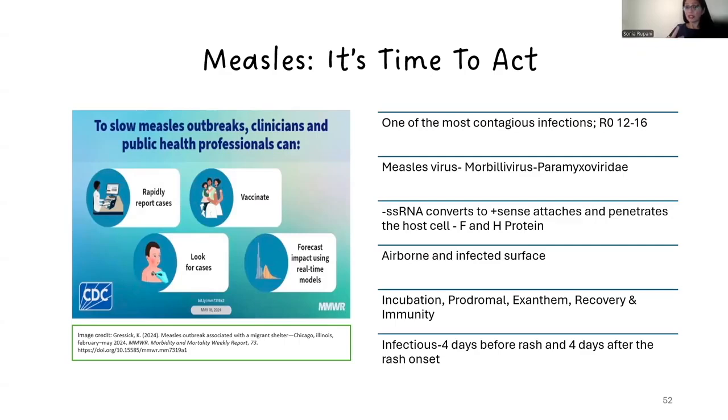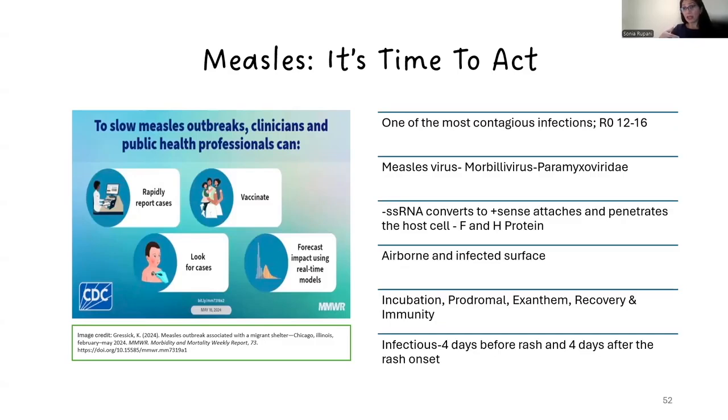They then later, in that same prodromal phase, may have the Koplik spots that are seen typically on the inside of the mouth, so the buccal mucosa opposite of the first molar, and it's pathognomonic for measles. And then 2 to 4 days later, they have their rash, and that rash is their exanthem phase.